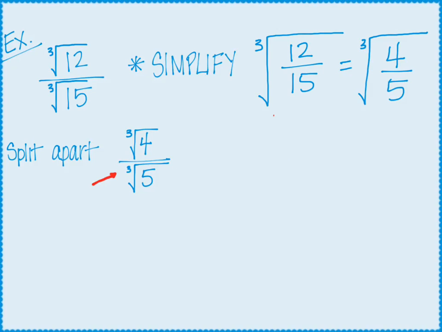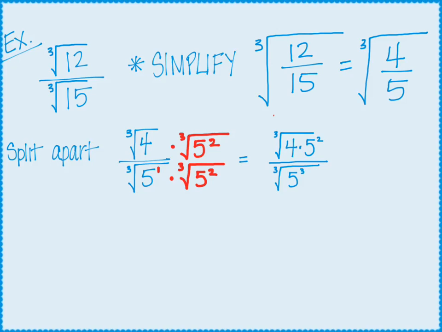Since this is the index of 3, I need groups of 3, things to the third power, under the radical symbol so that I can clear it, so I can bring them out of the radical. But this is only 5 to the first, and I need 5 to the third. So if I multiply that by the cube root of 5 squared, I would end up with the cube root of 5 to the third. So let's do that to the numerator and denominator, multiplied by the cube root of 5 squared.